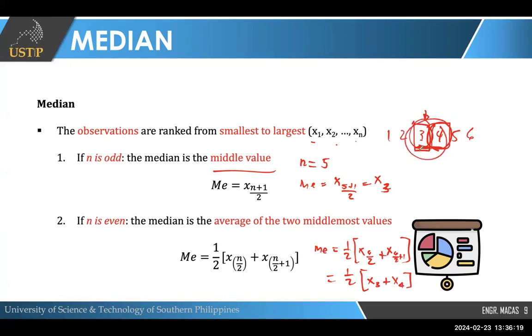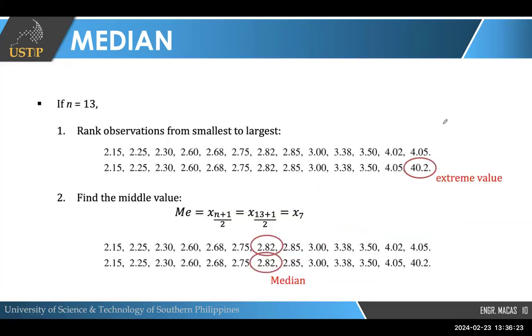that will be the average of your values. Okay, let's have this example, the first example table. N is equal to 13. Let's look at the class.